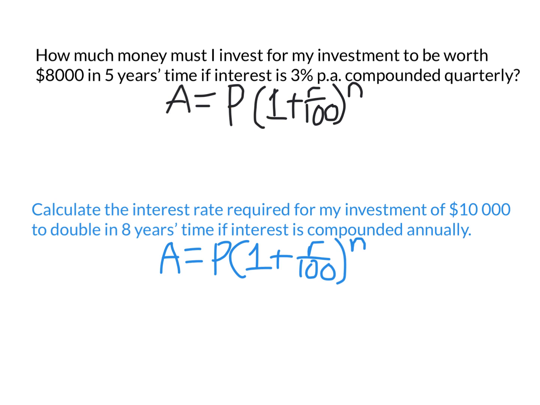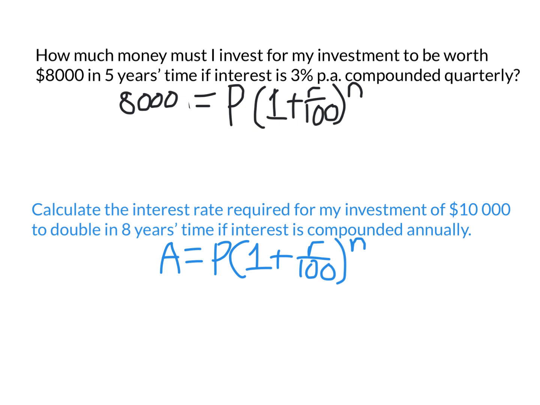So to find P, or to find any of these letters, we just substitute in everything that we know. We're told that A, the amount I want to have, is 8,000, so I replace A with 8,000. We're told that R is 3%, but it's compounded quarterly.